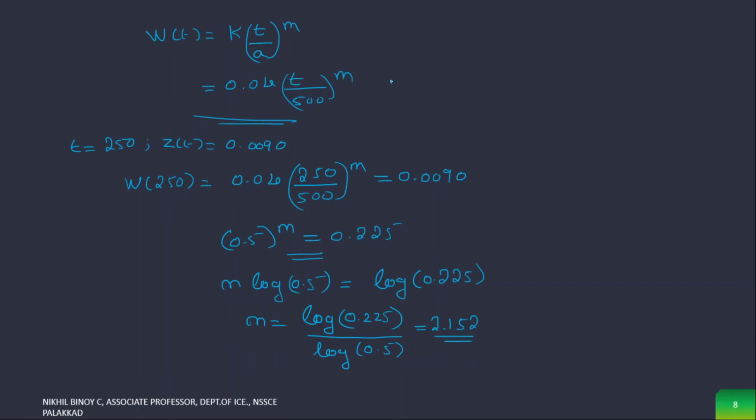So what we have? The Weibull model is 0.04 into (t by 500) all raised to 2.15. I am going to write the same thing. The Weibull model is W of t is equal to 0.04 into (t by 500) raised to 2.152. So this one is the Weibull model.